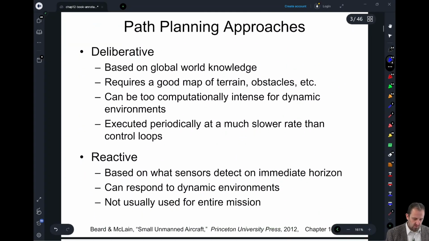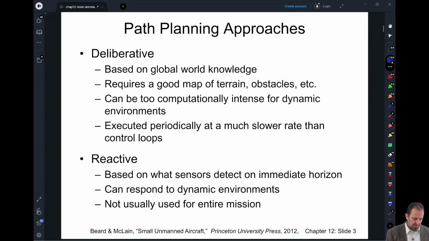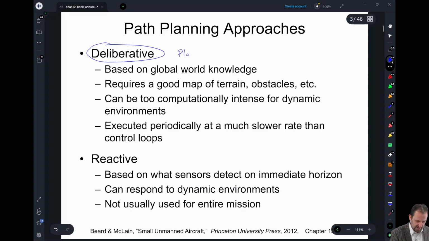And there's a whole host of different types of approaches. We'll be talking more about deliberative approaches. So based on global world knowledge, we're going to make a plan of action, and this is often known as plan, then act. Right, so it requires a good map of terrain, a good knowledge of your environment. It can be computationally intense for dynamic environments. If you have a lot of things changing, you can only be deliberative over so long of a horizon. And like we mentioned before, it's going to be executed at a much slower rate.